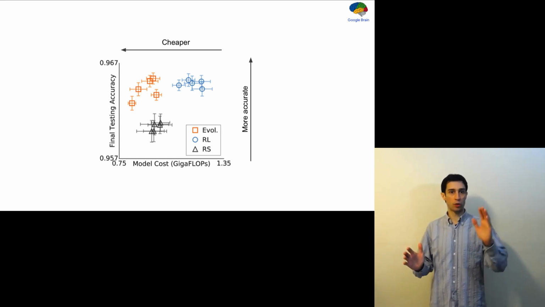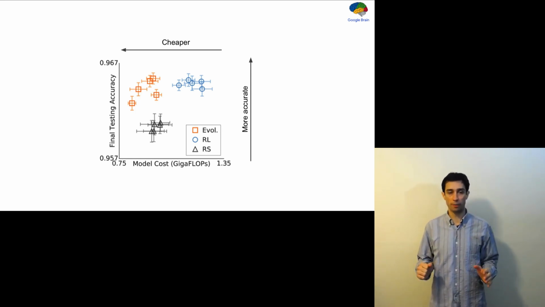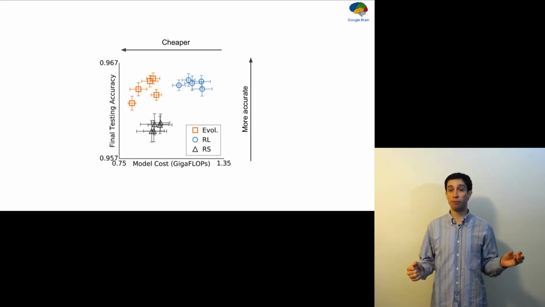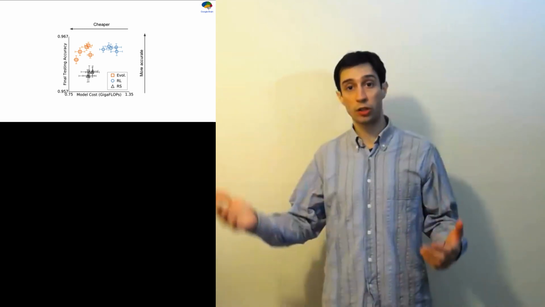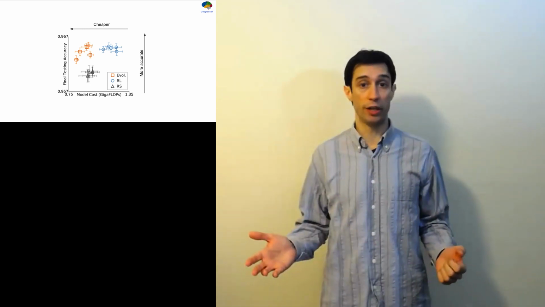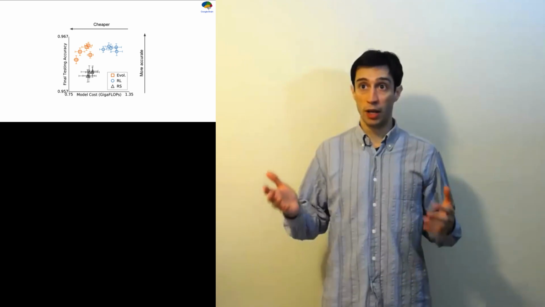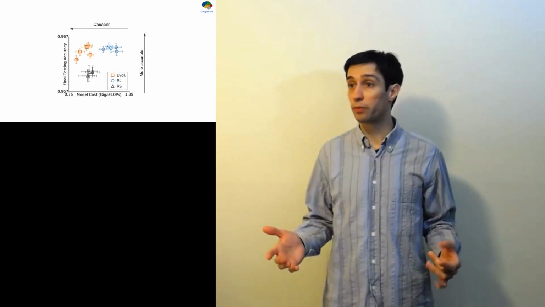The testing dataset was only used to produce this plot. And what you can see is that evolution occupies the ideal relative position here of cheaper and more accurate models. In the paper, we also observe the pattern that evolution tends to search faster, especially at the beginning of the experiment. This may be useful in a resource-constrained scenario.